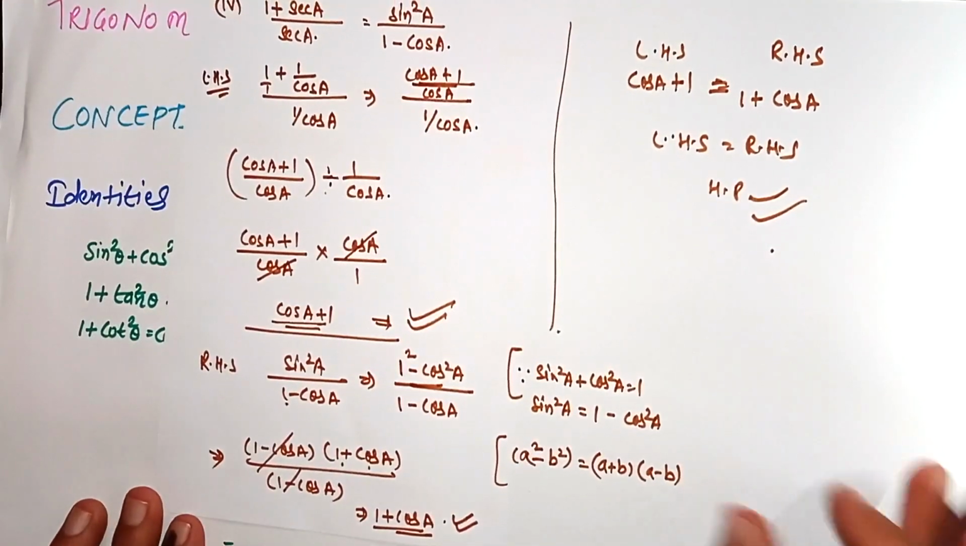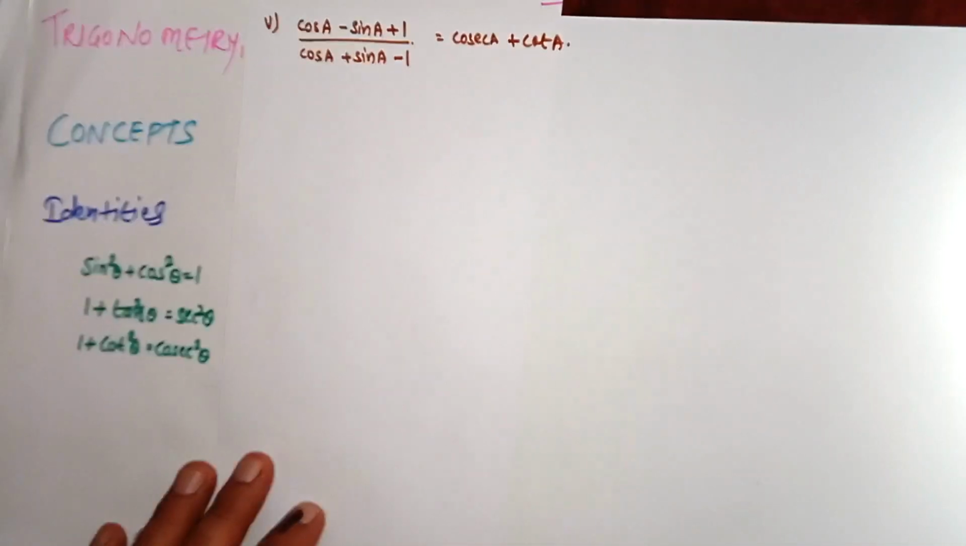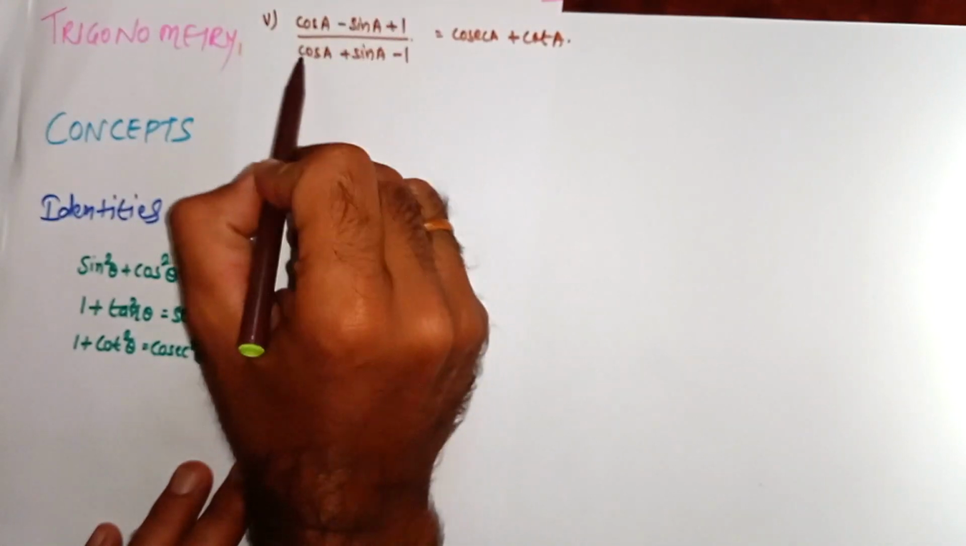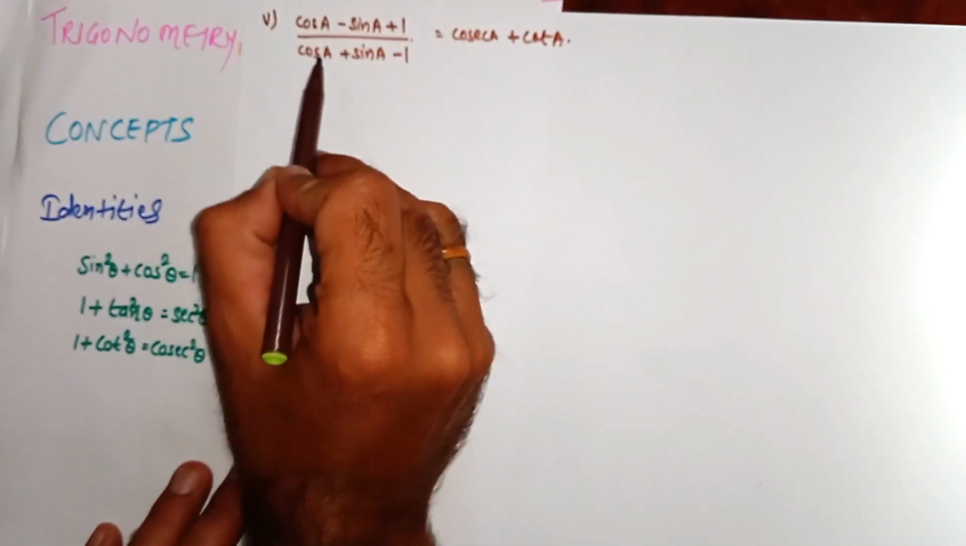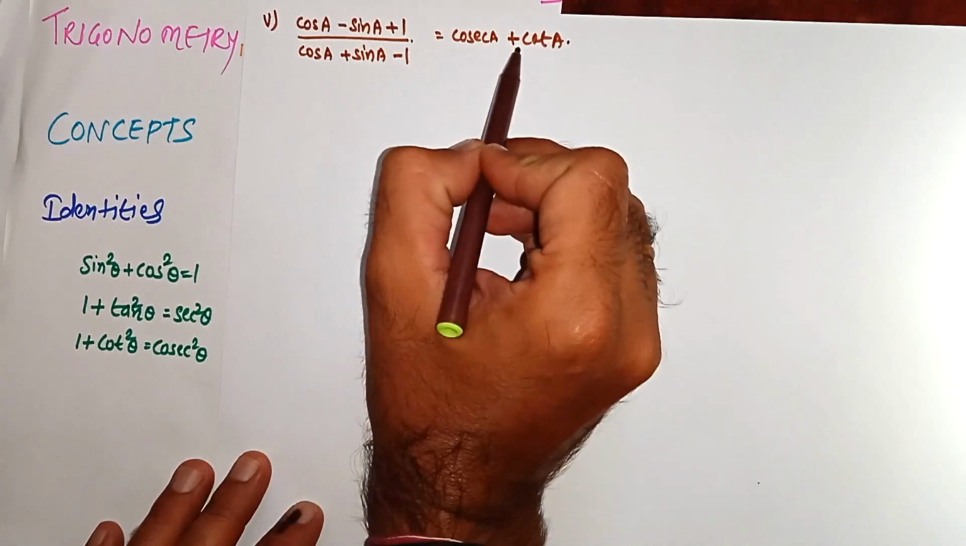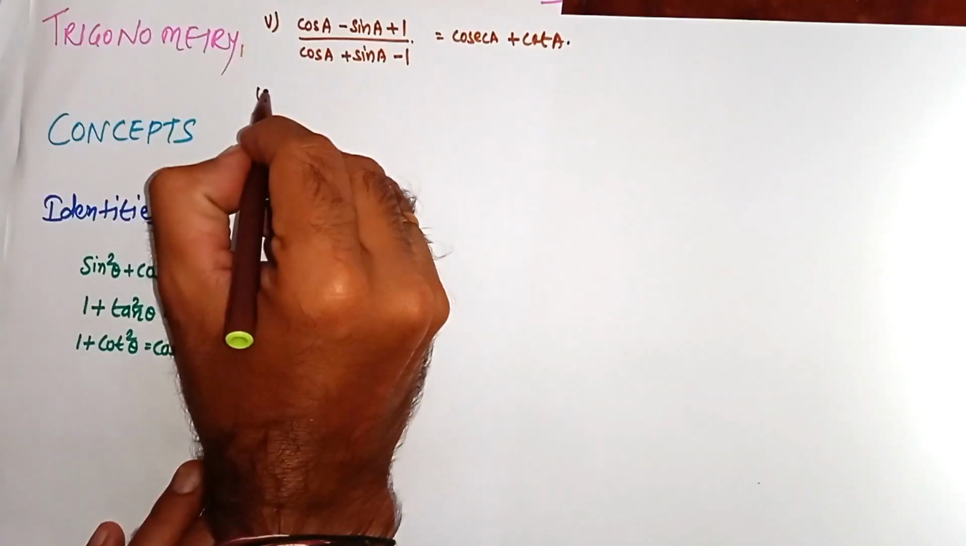Coming to the fifth part. So let's start our fifth part. It says that (cos A minus sin A plus 1) over (cos A plus sin A minus 1) should be equivalent to cosec A plus cot A. So let's take our LHS.